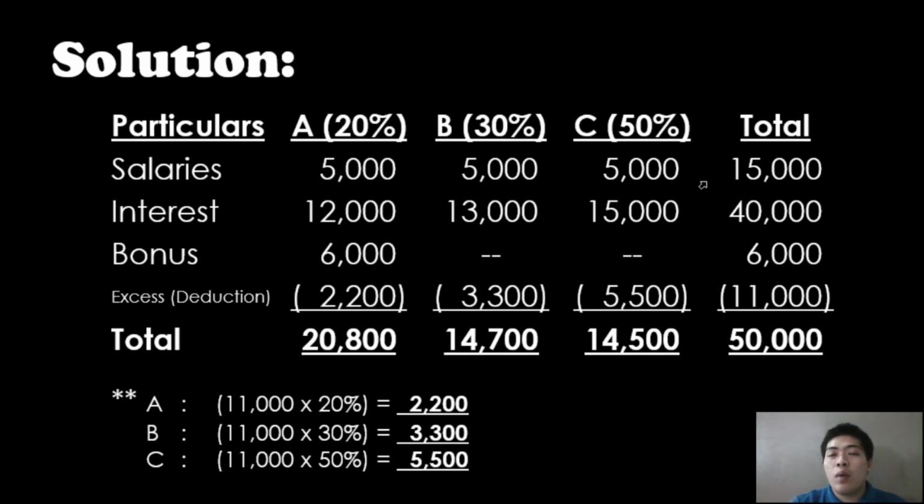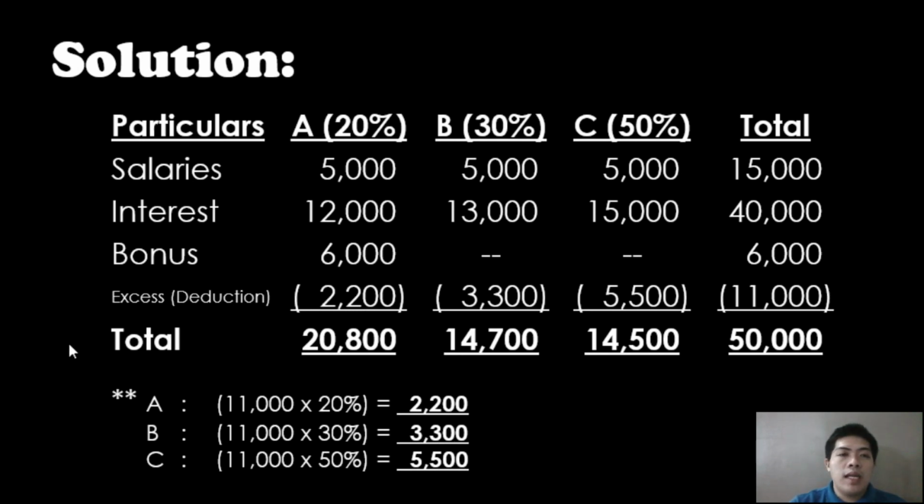So, nag-over allowance sila ng kanilang profit distribution. So, kailangan bawasan yung kanilang sharing. So, we have 11,000 na negative. Ganito yung computation, based ng kanilang profit or loss ratio. Okay? So, negative 2,200 kay A, negative 3,300 kay B, and negative 5,500 kay C. Then, yung total, 20,800 kay A, 14,700 kay B, and 14,500 kay C.